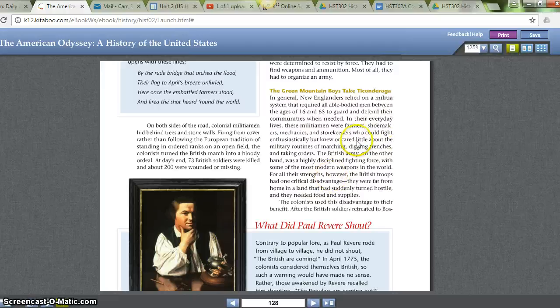to guard their communities when needed. In their everyday lives, the militiamen were farmers, shoemakers, mechanics, and storekeepers who could fight enthusiastically but knew or cared little about the military routines of marching, digging trenches, and taking orders. The British Army, on the other hand, was a highly disciplined fighting force with some of the most modern weapons in the world.